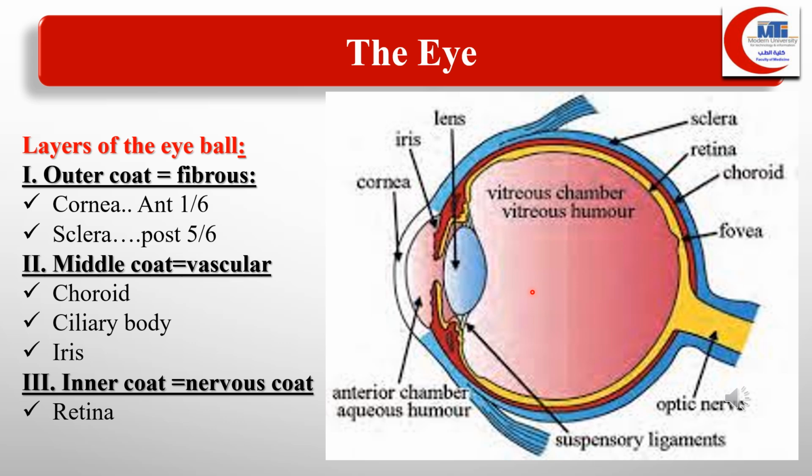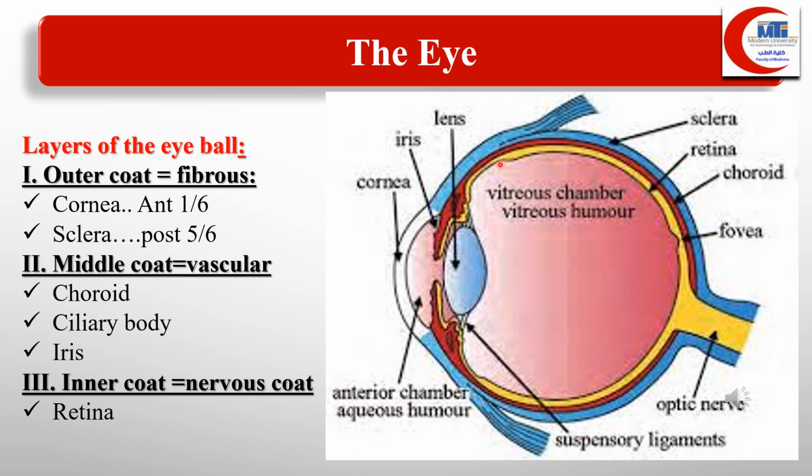The wall of the eye is composed of three concentric layers. This is the first one, and this is the second, and this is the third one. The outermost layer is the outer fibrous layer formed of the cornea, the anterior transparent part, and the sclera, the posterior opaque part.